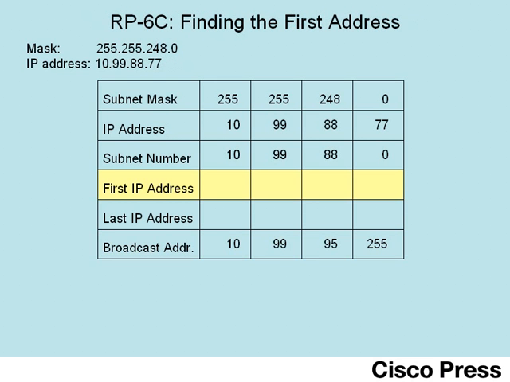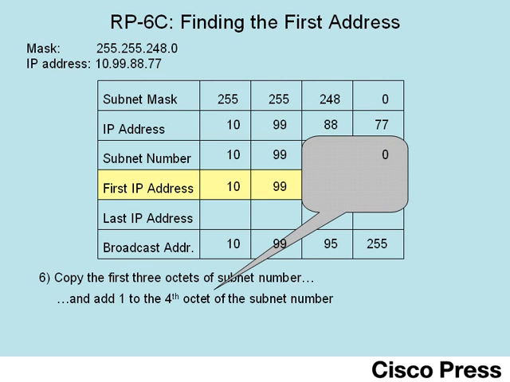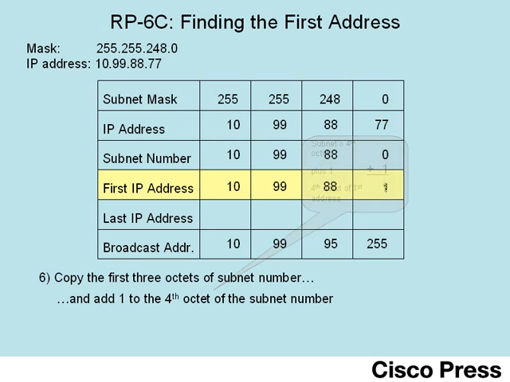Once you know the subnet number and subnet broadcast address, finding the first and last IP addresses in the subnet is simple, but for completeness, I'll show it here. First, to find the first IP address, you copy the subnet number's first 3 octets, doesn't matter where the interesting octet is, and then add 1 to the 4th octet of the subnet number. In this case, we've got a 0 in that octet, so 0 plus 1, of course, is 1, giving us a first IP address of 10.99.88.1.